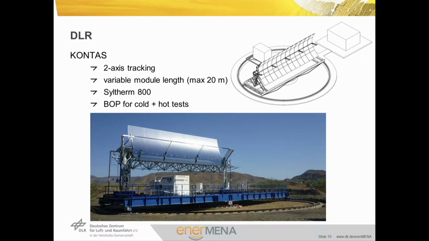DLR's rotating test facility, called CONTAS, is designed for two-axis tracking of parabolic trough collector modules up to a maximum length of 20 meters. The two-axis tracking system allows to set the incident angle independent of the season and time of day. For reasons of operational ease and safety, the system uses Siltherm 800 as a heat transfer fluid, not VP1, as current parabolic trough plants do. The balance of plant is designed for cold and hot tests. It provides very stable fluid inlet conditions and dissipates the useful heat collected. Furthermore, the facility is equipped with high-precision sensors and data acquisition.